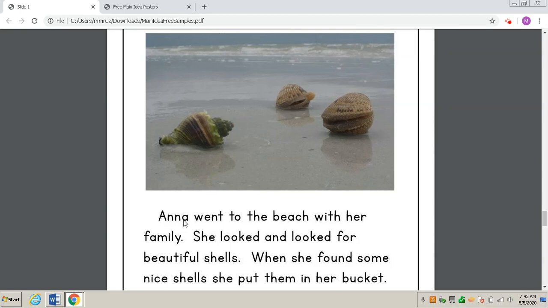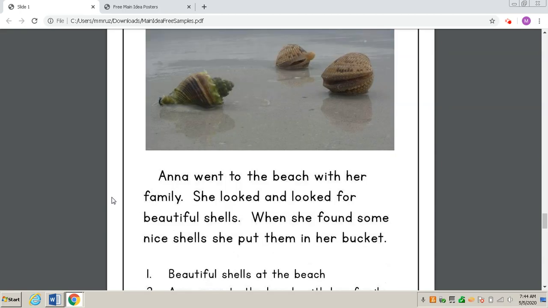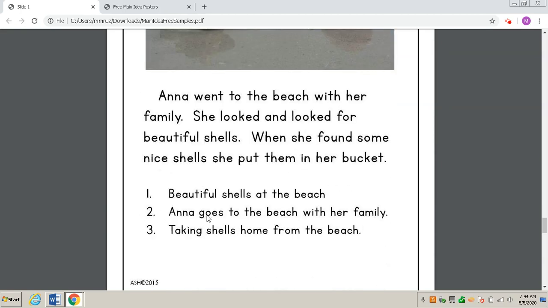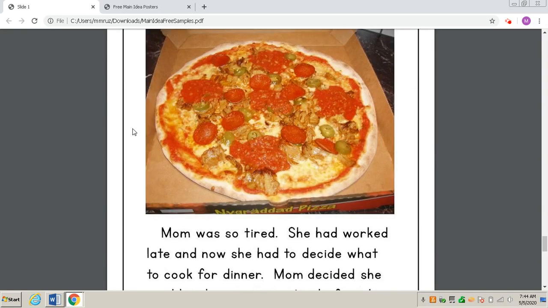But the main topic, oh, it's not going to let me highlight, is that Anna went to the beach with her family. And then while she was at the beach, a detail is that she picked up the seashells. So our main idea is that Anna goes to the beach with her family, and that just happens to be our very first sentence in this little passage. And then these are all the details that support or that tell me why and what Anna did at the beach. All right, we'll do one more picture here.